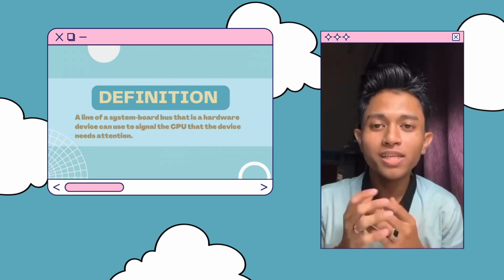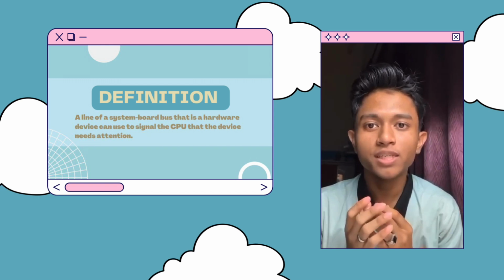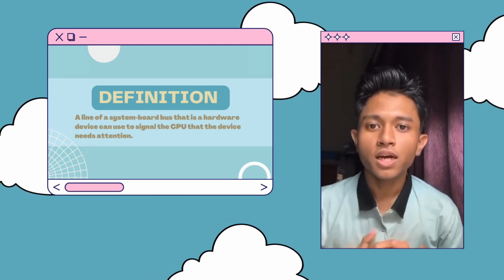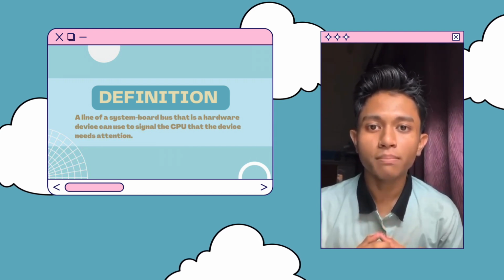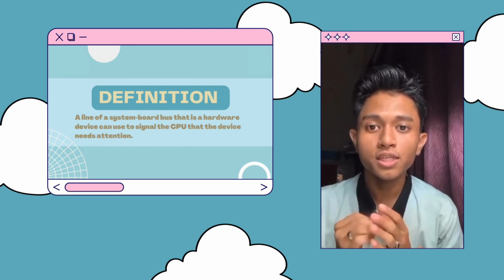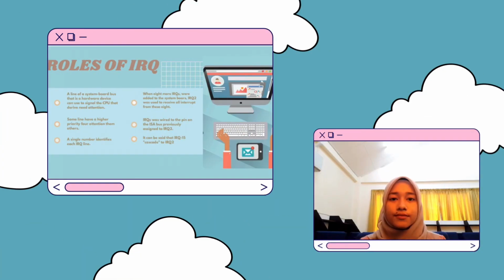IRQ. What is IRQ? IRQ is interrupt request number. The definition of IRQ is a line of a system board bus that a hardware device can use to signal the CPU that the device needs attention.